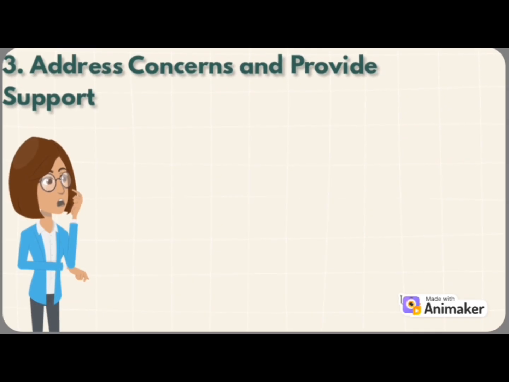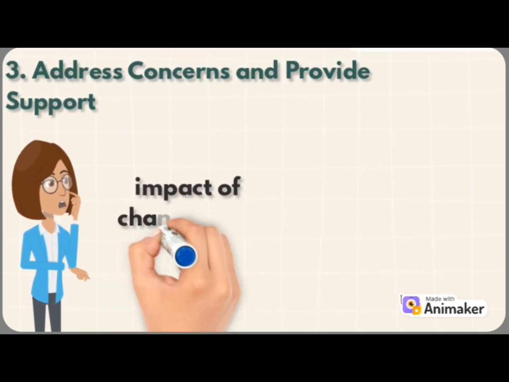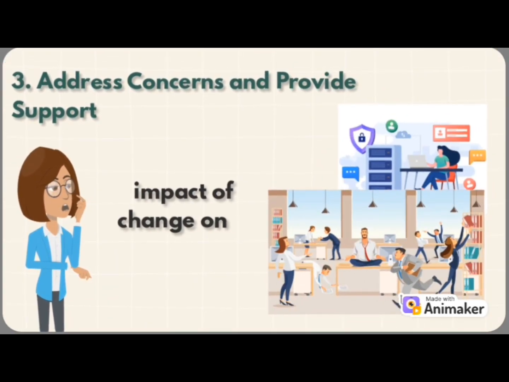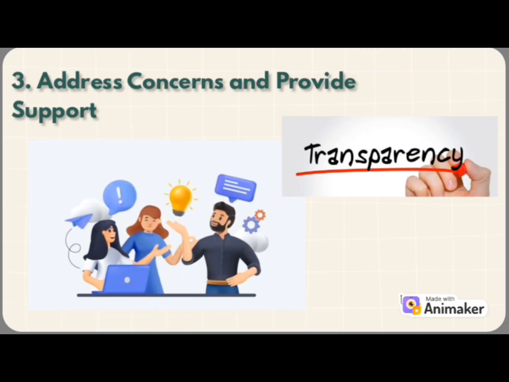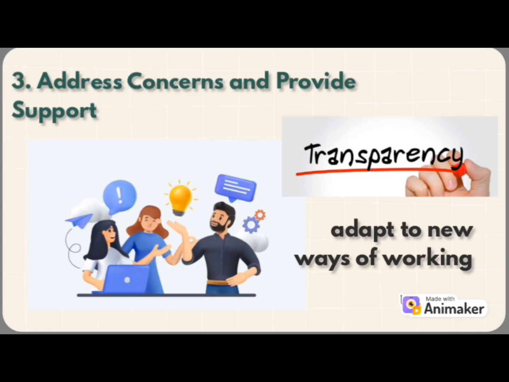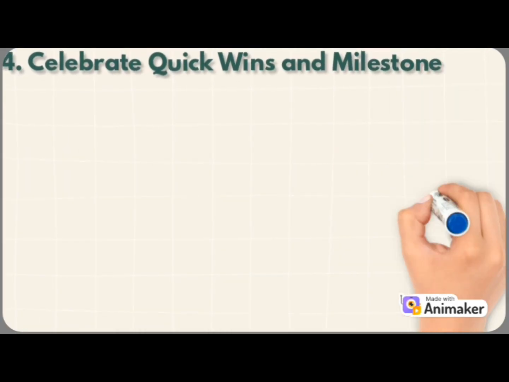Address concerns and provide support. Resistance often arises from fear and uncertainty about the impact of change on job security, roles, or working conditions. It is crucial for organizations to address these concerns and provide support throughout the change process. This can be done through open and transparent communication channels, one-on-one discussions, and providing resources and training to help employees adapt to the new ways of working. By addressing concerns and providing the necessary support, organizations can alleviate anxiety and build trust, enabling employees to embrace the change more readily.